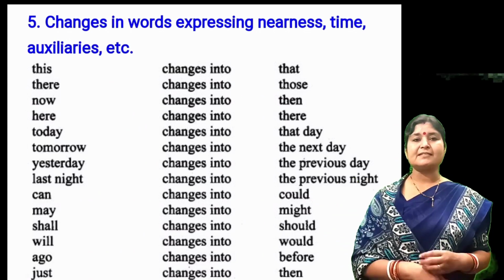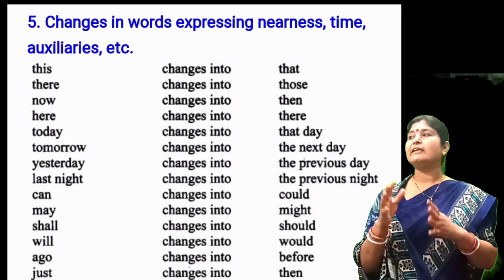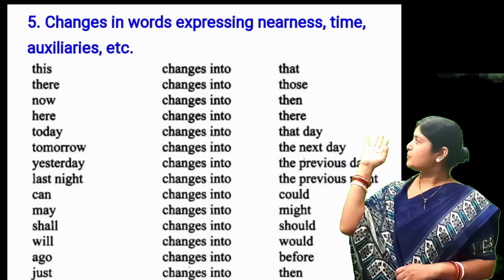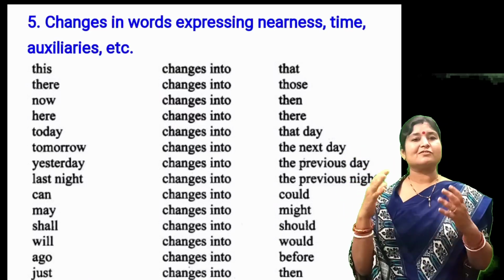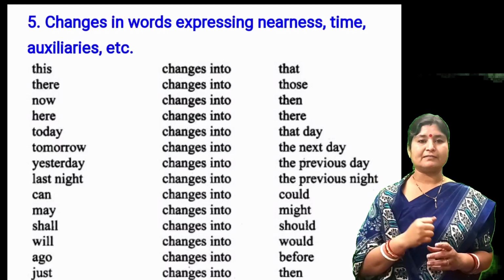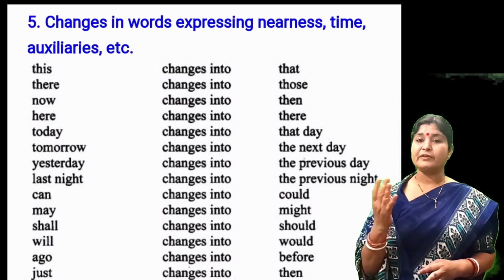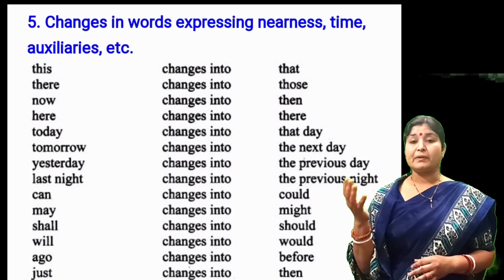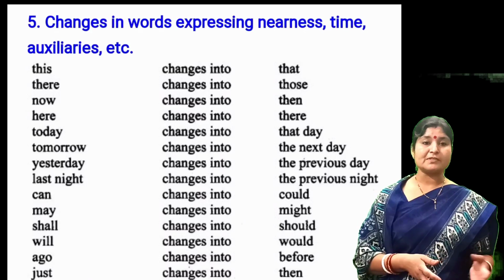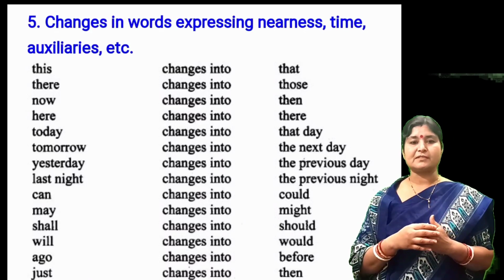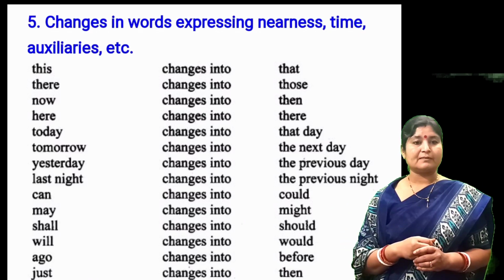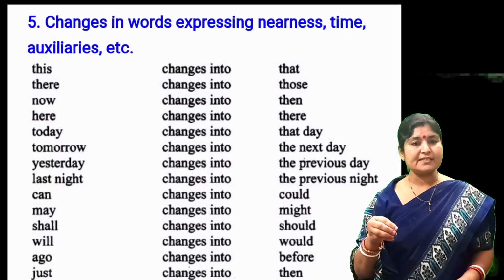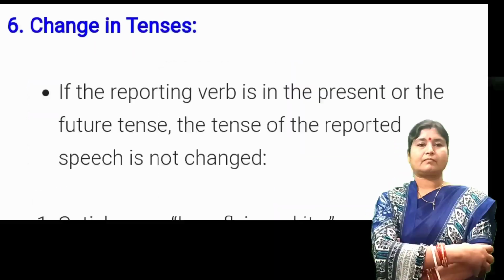So next, changes in words expressing nearness, time and auxiliaries. This changes into that. These, those. Now, then. Here, there. Today, that day. Tomorrow, the next day. Yesterday, the previous day. Last night, the previous night. In this way, we can change the words which express nearness, time and auxiliaries.